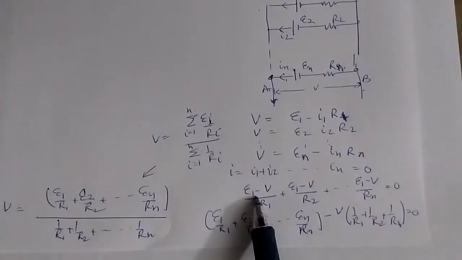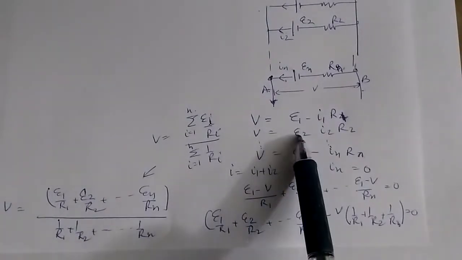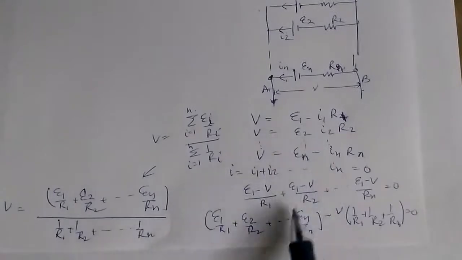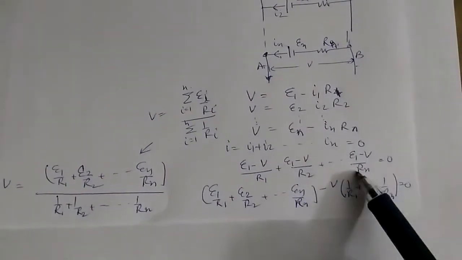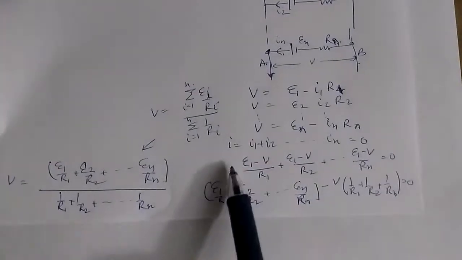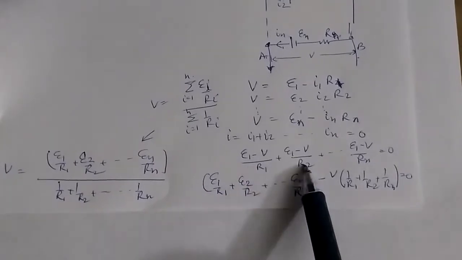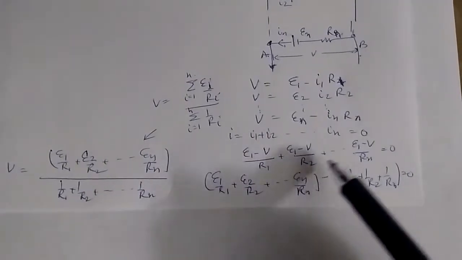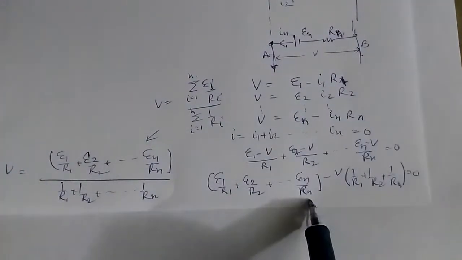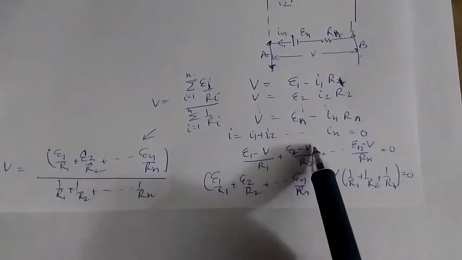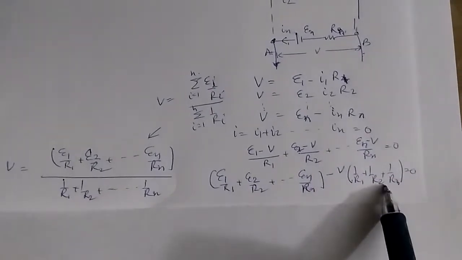We replace I1 with this. In the same way, we replace I2 with (epsilon 2 minus V) divided by R2, and so on. In the last one, we have (epsilon n minus V) divided by Rn. The sum is equal to 0. We collect all the epsilon terms together. We get epsilon 1 upon R1 plus epsilon 2 upon R2, and so on up to epsilon n upon Rn, minus V upon R1 minus V upon R2, and so on, minus V upon Rn, equal to 0.